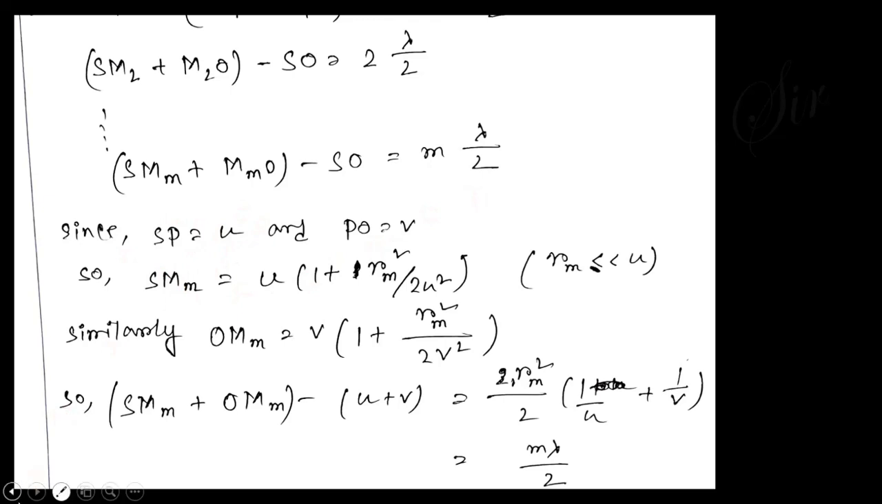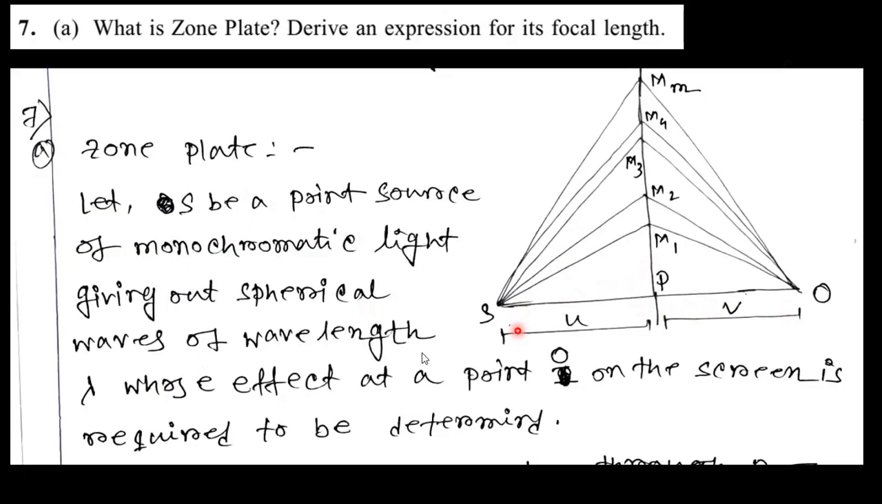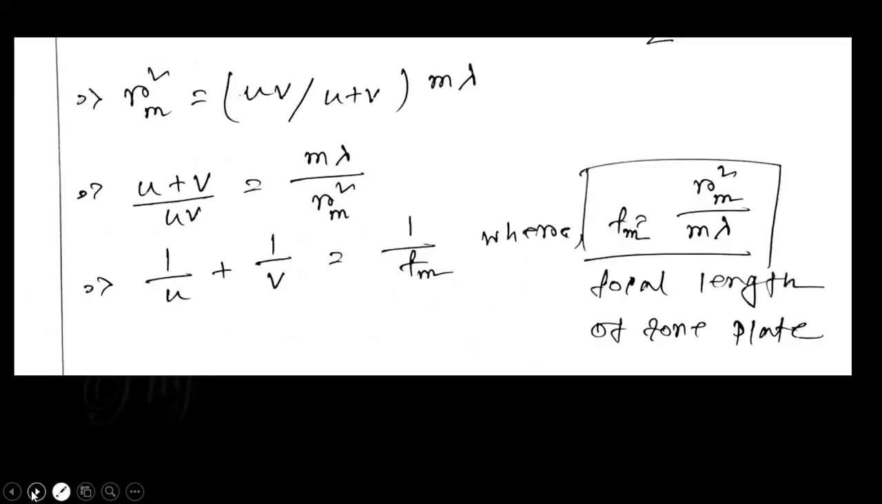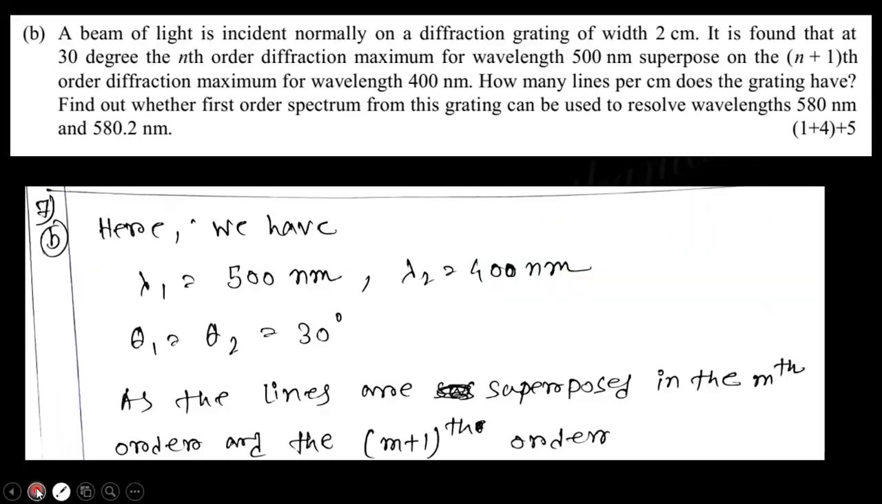If you take SP equal to u, and this is v, you can easily write down SMn equals to 1 plus this, and I think you can do this calculation easily. For any problem, you must comment in the comment box. So finally you get the focal length, which depends on m. This is the important parameter we obtain.